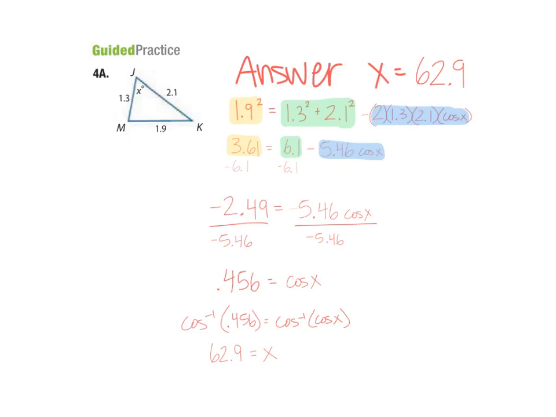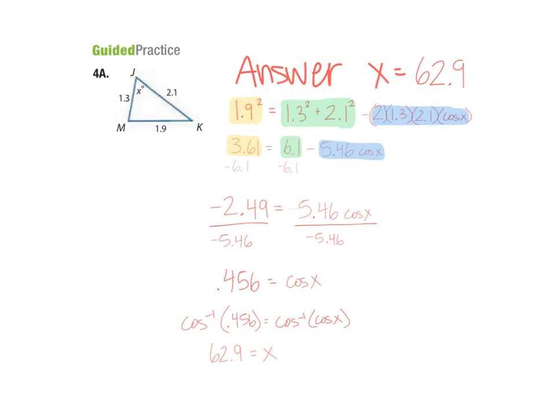And the answer is 62.9. If you got the answer, congratulations, you can go ahead and end the video. If you did not get the answer, let's talk about how I got it. In order to get this answer, I am using the law of cosines. The law of cosines says that you have a certain side length and you square it, and that's going to equal the square of the other two sides added together minus 2 times the other two sides times the cosine of the angle that's across from the first side.